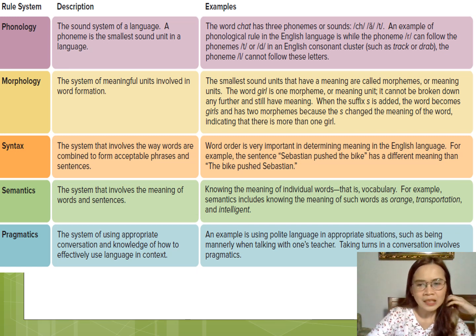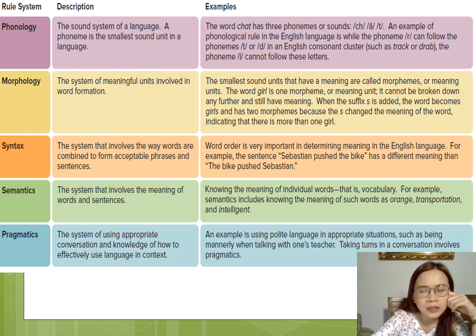Maaring alam natin ang phonology, alam natin ang morphology, syntax, semantics, magaling tayo magsalita, magaling tayo mag-English. Pero pagdating na sa pakikipag-communicate, gamit ang pragmatics as a rule system, ayun, dun tayo medyo bumabaksak, no? So an example is using polite language in appropriate situations, such as being mannerly when talking with one's teacher. Taking turns in a conversation involves pragmatics, di ba?